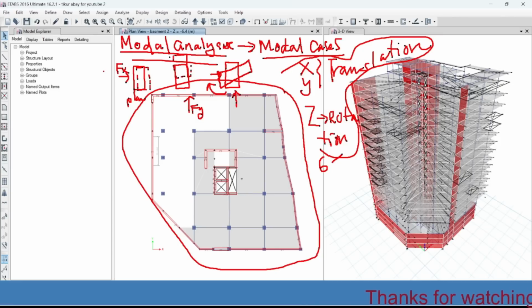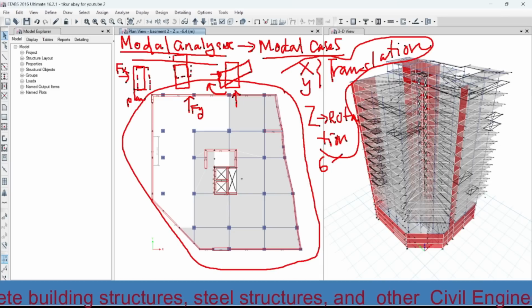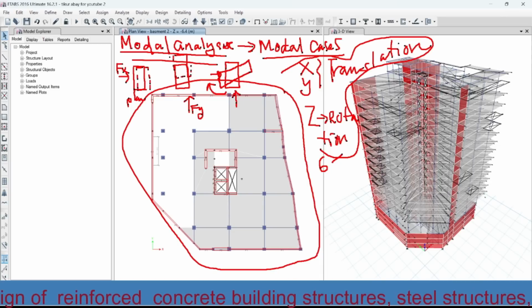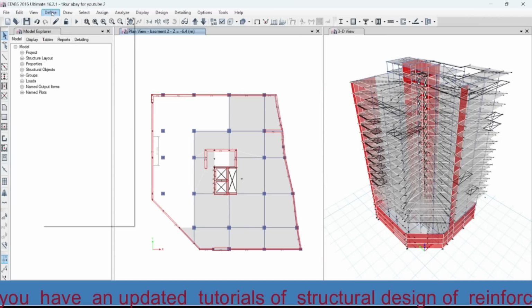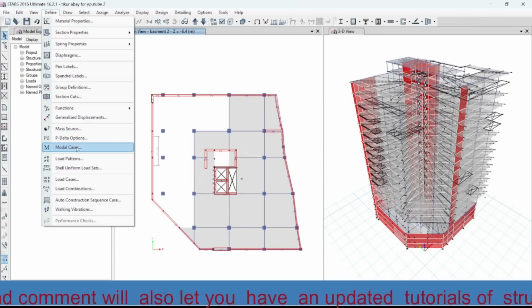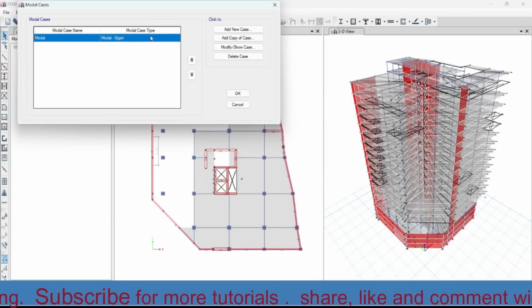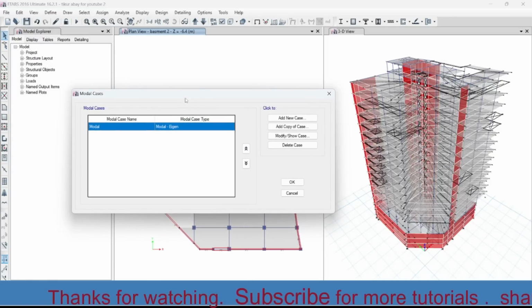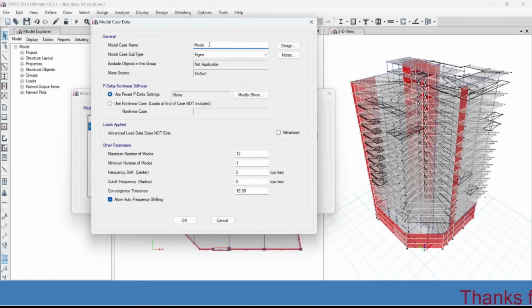So in order to show those responses of the structure, we need to define the modal case or the modal analysis. Okay, now let's start. Now go to the Define menu and the Modal Cases. Okay, here now modified. So here we can see the modal case.